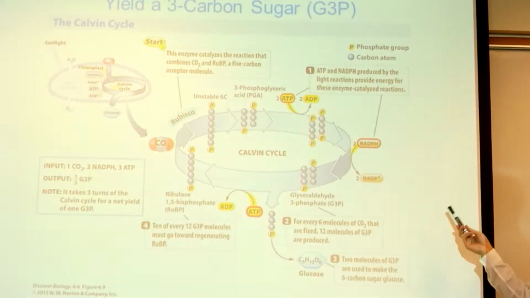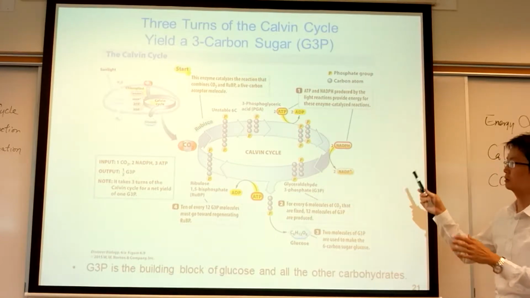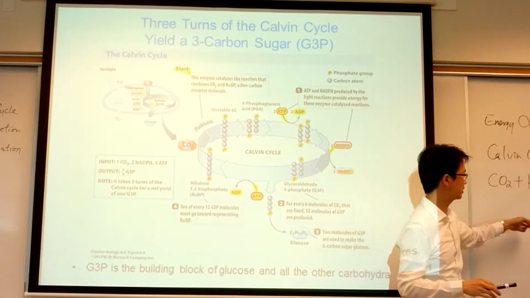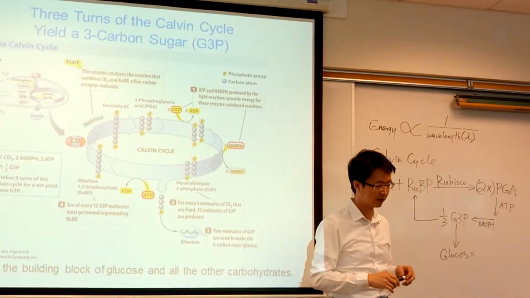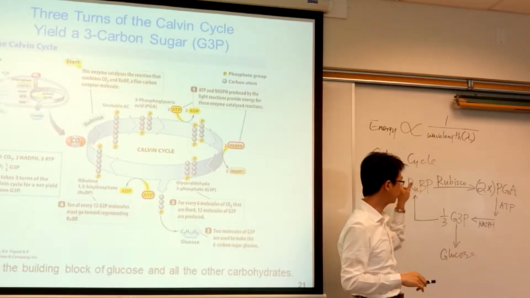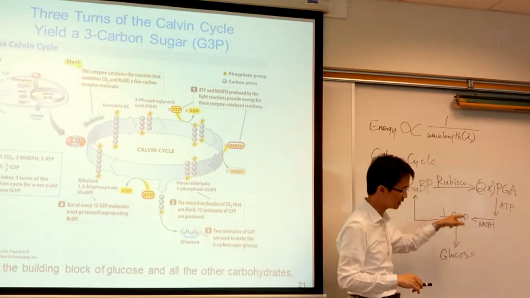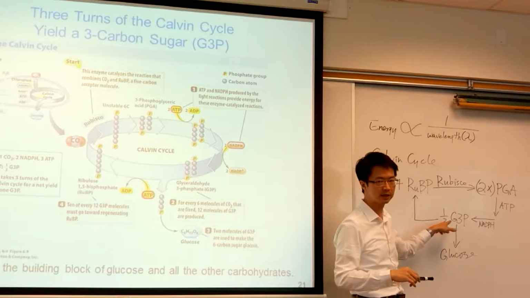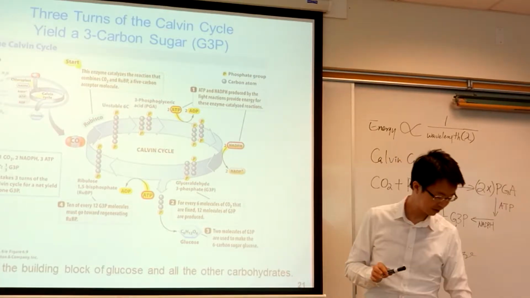So this slide basically tells you more details, but as I said, you don't need to know all this detail. Just know this. If you know this, I'm happy. That's all. You need to know that one Calvin cycle only makes 1/3 of a G3P, so you need three Calvin cycles to make one complete G3P. And then G3P is the precursor of glucose. So that's all, okay? To make your life simpler.